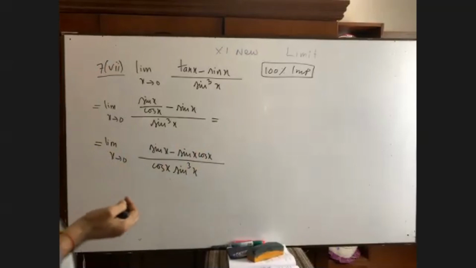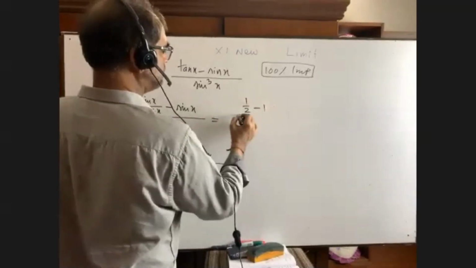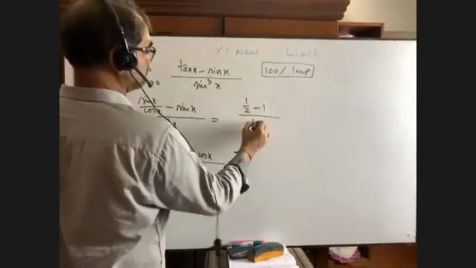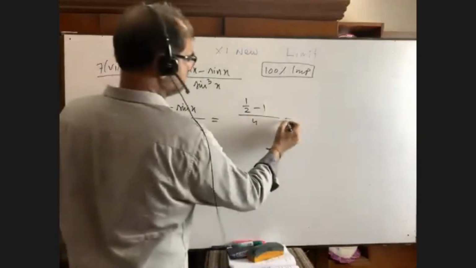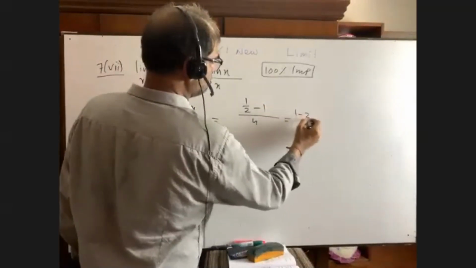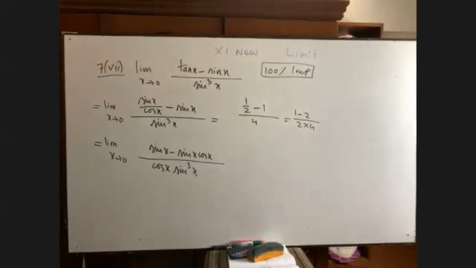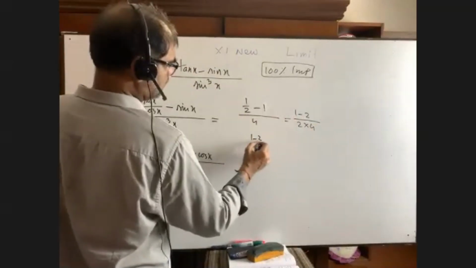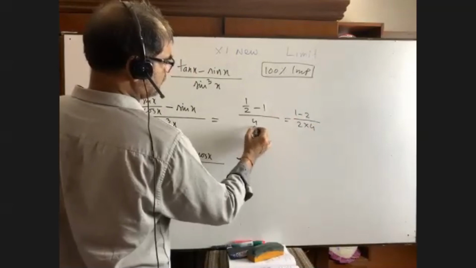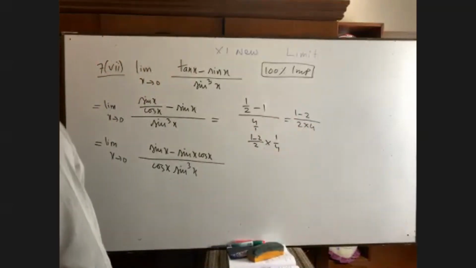I mean, suppose your math is this, suppose it is 4. Then what can be done here? It is 1 minus 2 by 2 into it is 1 by 4. You see, same thing. I think you have got it now.